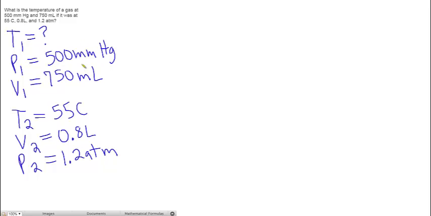Now, we can notice some things about this immediately, namely that our pressure units don't line up. Also, our volume units don't line up. And lastly, our temperature units are not in Kelvin, so we want to convert those. Let's start by doing some converting. We can either convert 500 millimeters of mercury to atm or atm to millimeters of mercury. It doesn't matter. I'm going to convert 500 millimeters of mercury to atm.